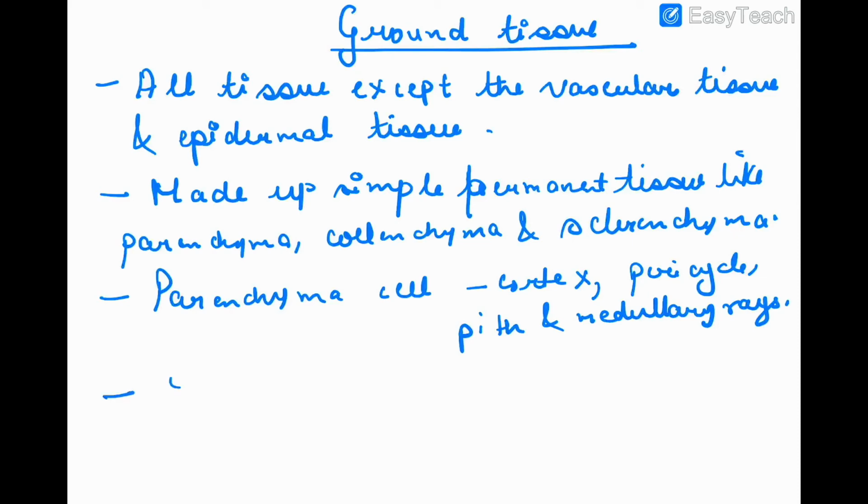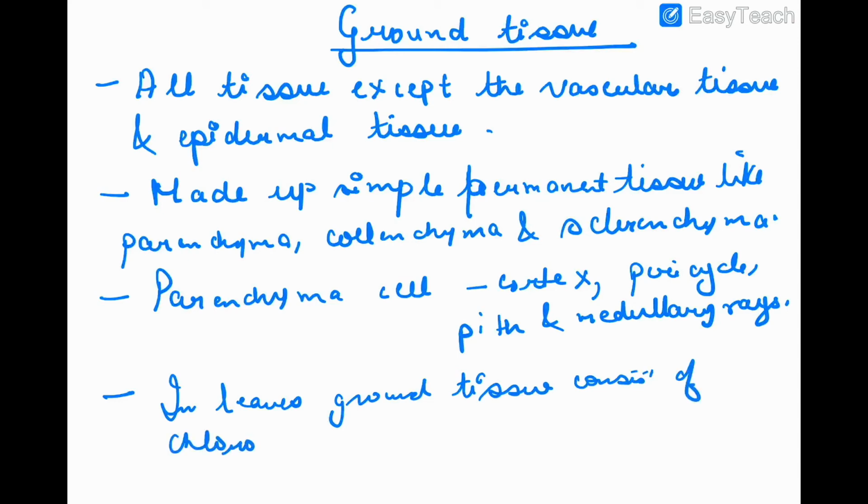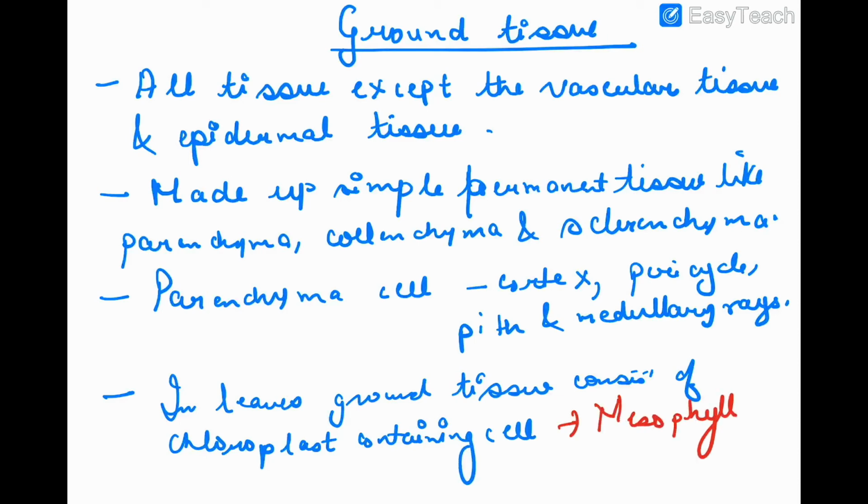In the leaves, the ground tissue consists of chloroplast containing cells called mesophyll cells. So this was about the ground tissue. Now let us talk about the vascular tissue. Vascular tissues are xylem and phloem.